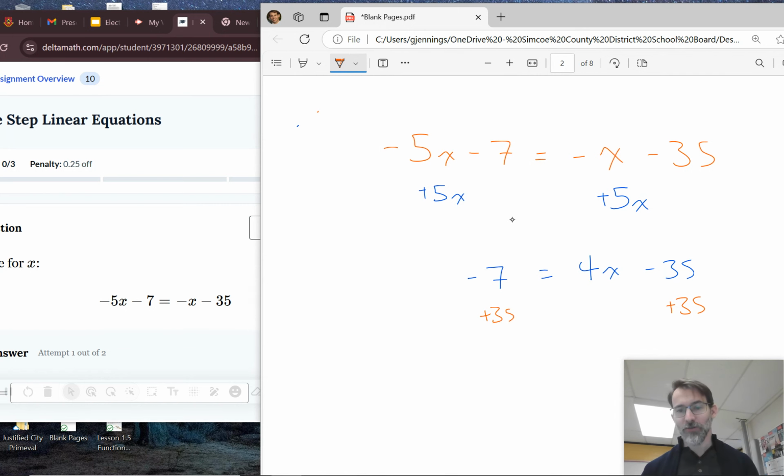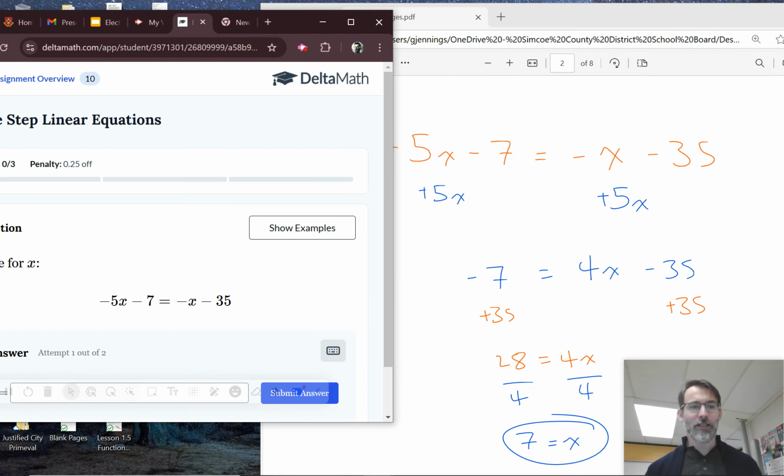Negative 7 plus 35 is 28, is equal to 4x. And then I go ahead and divide both sides by 4 to get 7 equals x. And that's that.